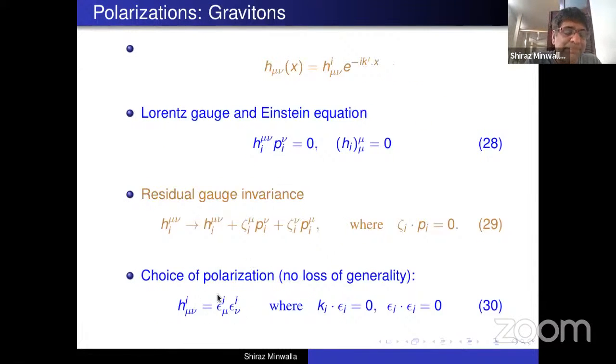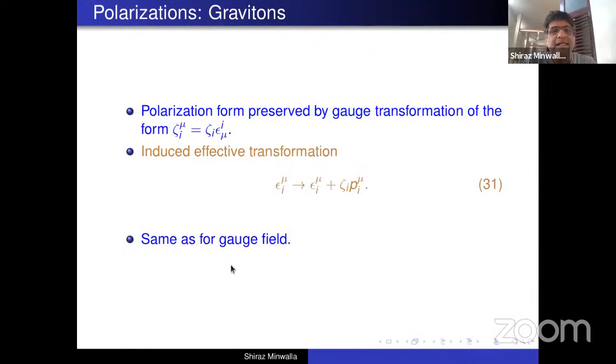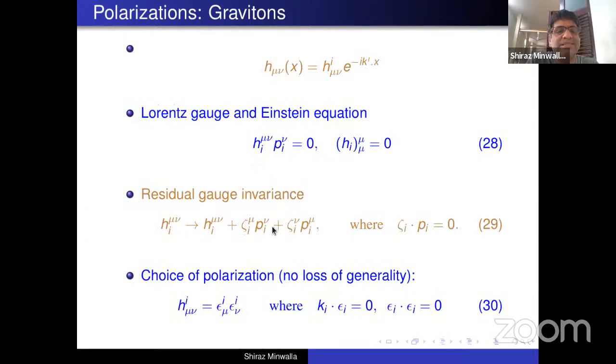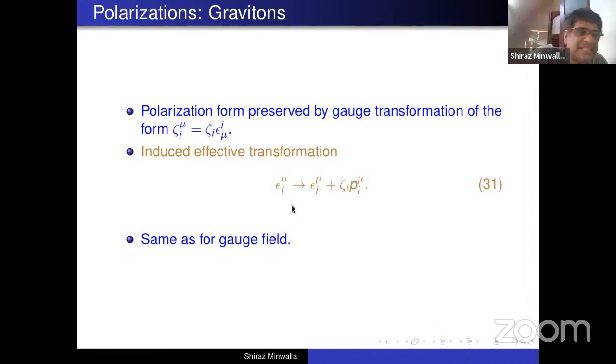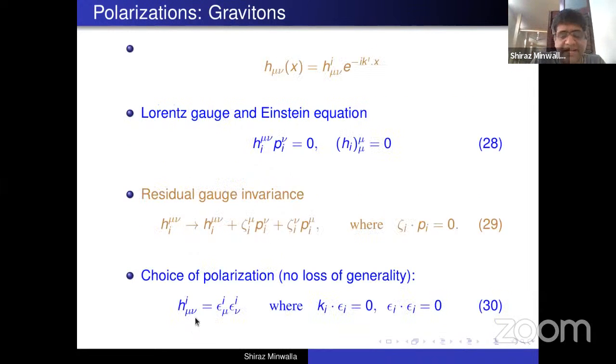But if you want to preserve this choice of polarizations, you want your polarizations to remain of the form epsilon I times epsilon I, then you can't use this full gauge invariance. The only gauge invariance that you're allowed to use is epsilon I goes to epsilon I plus zeta I times pi mu, where the zeta I was this thing. So basically, h mu nu goes to h mu nu plus p nu zeta. Okay, so the graviton gauge invariances that preserve this form of polarization are very similar to those for the gauge boson.